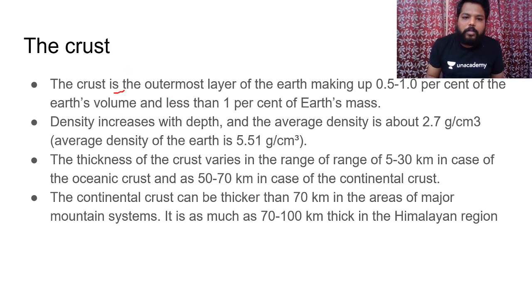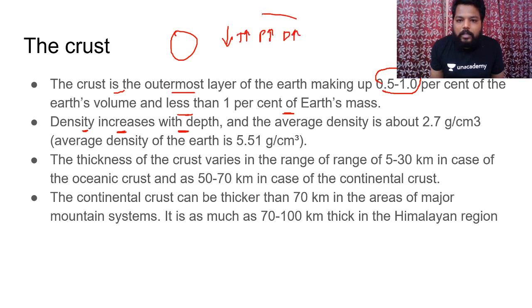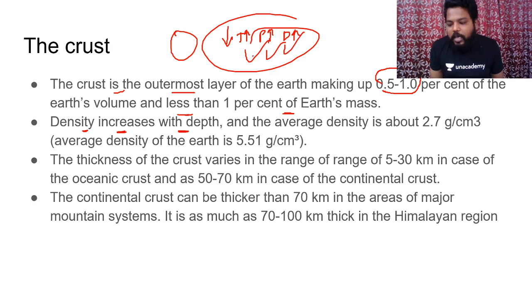The crust is the outermost layer of the earth, making up 0.5 to 1% of the earth's volume and less than 1% of the earth's mass. The density increases with depth. In general, moving into the interior, temperature increases, pressure increases, density increases. Absolutely remember these three statements. Clear? Temperature increases, pressure increases, and density increases.